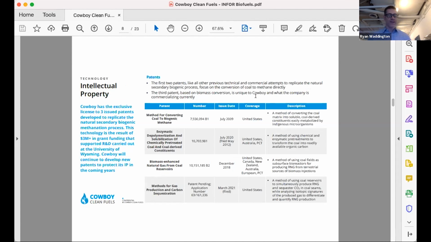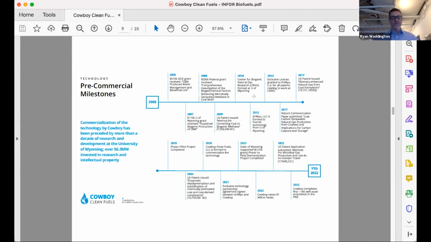Cowboy has exclusive access to 3 patents and 1 additional patent pending. The 3rd patent on the list here is the one that's most operative. It was issued in 2018, covers fundamentally the technology that I just described. And it covers key global markets where we'll go outside the US and North America in the future. The patents are the result of 15 plus years of R&D and over $6 million of non-dilutive research funding. The research was led again by our CTO, Dr. Michael Urinowitz, who's a professor at the University of Wyoming, where he established the Center for Biogenic Natural Gas Research over a decade ago. Cowboy was launched earlier this year to commercialize this technology and bring it to market.